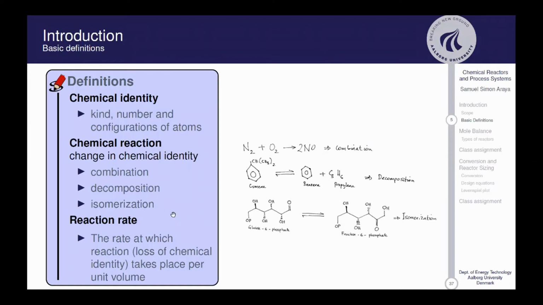And reaction rate is basically the rate at which this change in chemical identity takes place. So the loss in this identity happens at a pace based on the temperature, the concentration, and so on of our reactants, and the pressure, and so on. So those are our main definitions for this lecture.